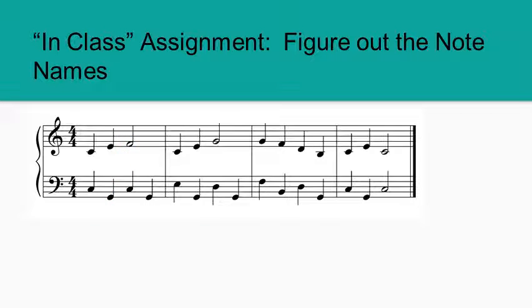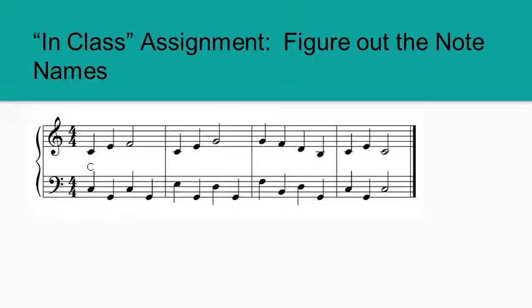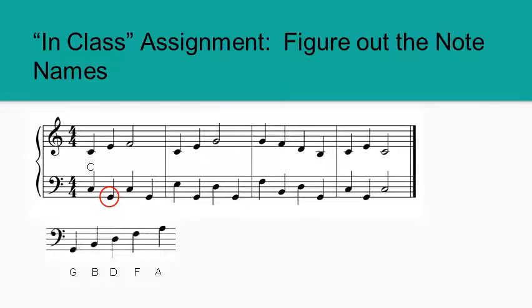For right now, we're going to go ahead and skip down to our bass clef. So we're going to start with that first note in the bass clef. Now, the trick we're going to use for this is our bass clef memory trick of all cows eat grass. If you look at that first note, it is on the second space from the bottom, which corresponds to a C. From here, we're going to go to the second note, and we're going to use our memory trick of good boys deserve fudge always. So that second note is on the bottom line of the staff, which corresponds to our G.